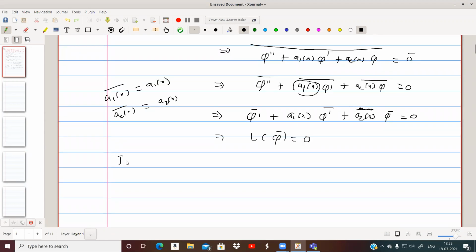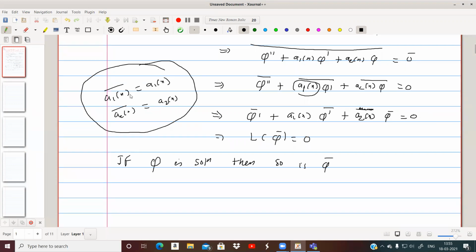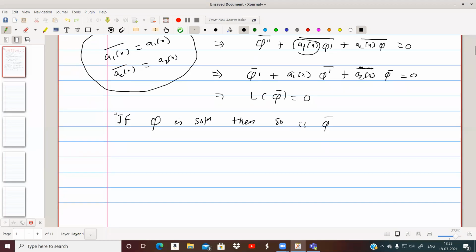We have shown that if phi is a solution, then so is phi-bar. Not in all cases, though. Here your coefficients are only real valued, otherwise it is not true. You would get a1-bar and a2-bar, and the coefficients would be different. a1-bar is the same as a1 and a2-bar is the same as a2, and a1-bar equal to a1 means a1 is real valued, a2-bar equal to a2 means a2 is real valued. That is given in the statement. So you have verified that L(phi-bar) is 0.